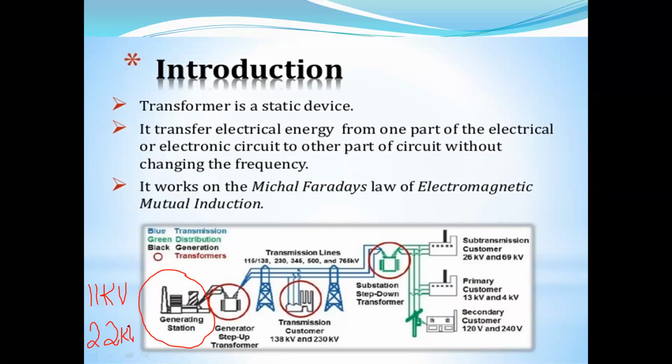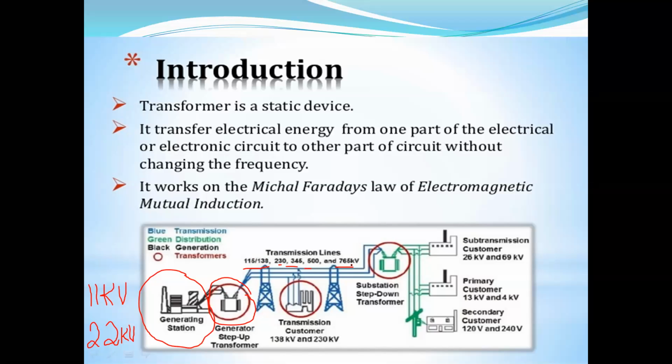The generated voltage values from 11 kV to 22 kV, maybe 11 kV, 18 kV, 21 kV or 22 kV, are increased with the help of a transformer. See, this is a generating transformer. These generating voltage levels are increased to new values of voltages, that is 115, 138, 230, 345, 500 or 765 kV transmission voltages.